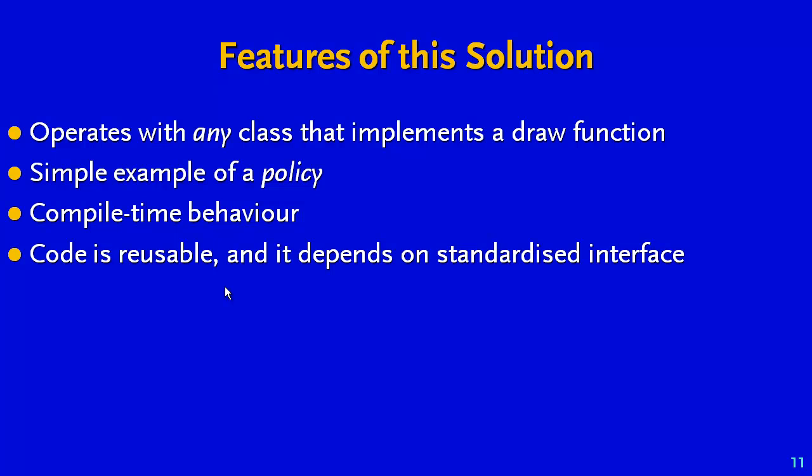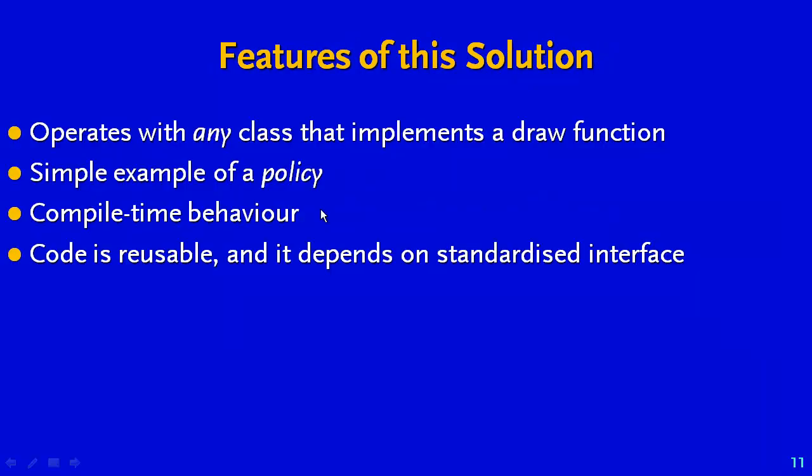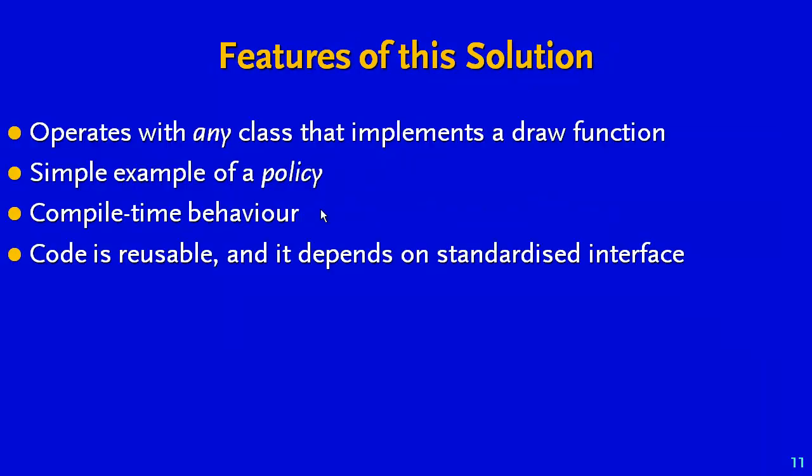It's compile time behavior. Why is it compile time behavior? You'll see in a moment, because when you replace drawable thing by your own shape, everything gets replaced, as it were, and it's recompiled, so it's fast. The code is reusable, and it depends on the standard interface. What do I mean? I write this code once, and the standard interface is draw, so the policy is, the contract is, if you want to use the draw function, your classes which are going to be in vectors have to have a draw function. So that's just the way it is.